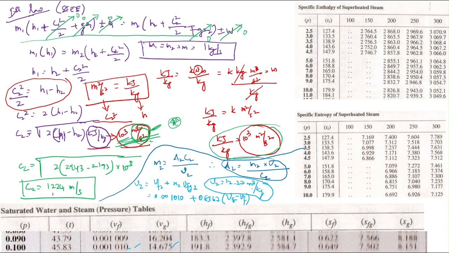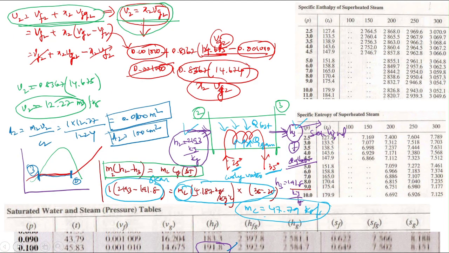Then after that, you have to find V2. Then by equating the mass balance or heat balance, the heat lost by the steam is equal to the heat gained by the cooling water. By equating this, we find the mass of cooling water.